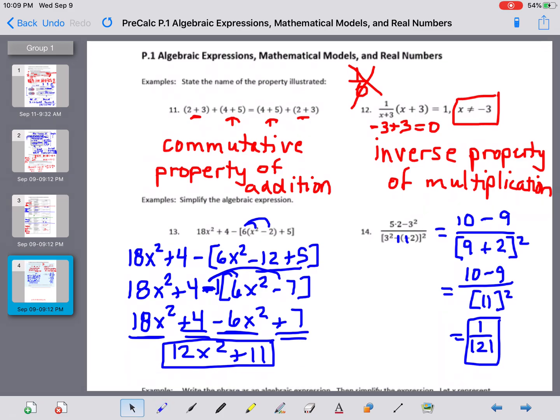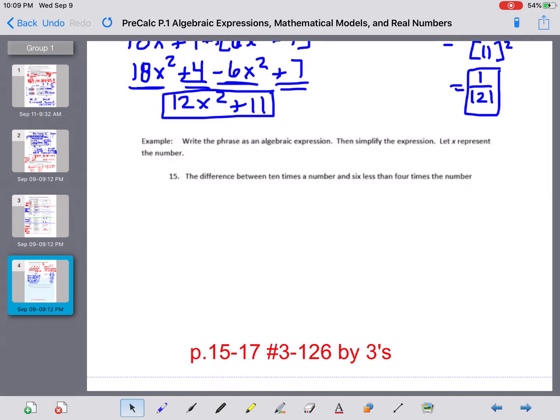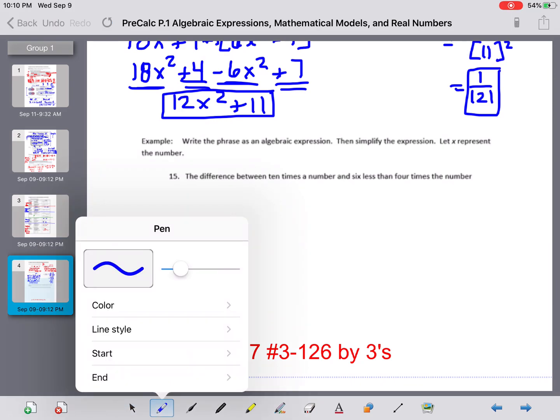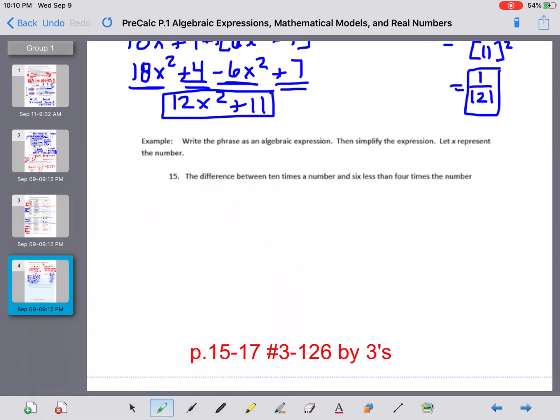All right, are we on our last one? Example: write this phrase as an algebraic expression and then simplify the expression. Let x represent the number. Okay, so using our algebra vocab, turning terms into number sentences: the difference, remember difference is when we subtract, between 10 times a number, so that number needs to be x, so 10x. Remember, this is the first thing that's subtracting, and 6 less than 4 times the number, okay?